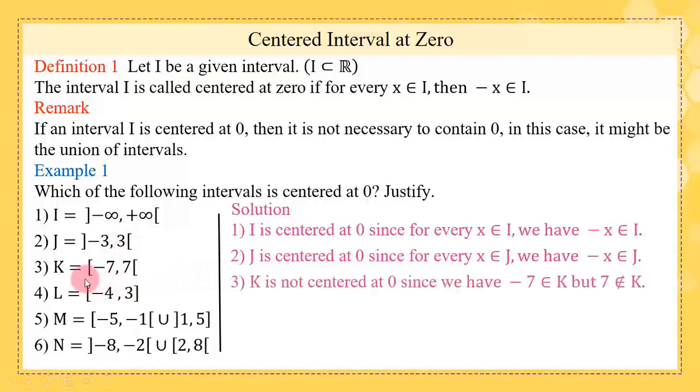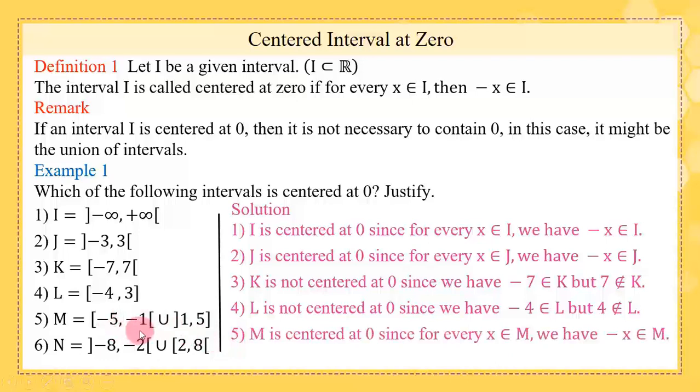3, we have K equals negative 7 closed, 7 opened. K is not centered at 0 since we have negative 7 belongs to K, but its opposite, which is 7, does not belong to K. For L equals negative 4, 3, L is not centered at 0 since negative 4, for example, belongs to L, but 4 does not belong to L.